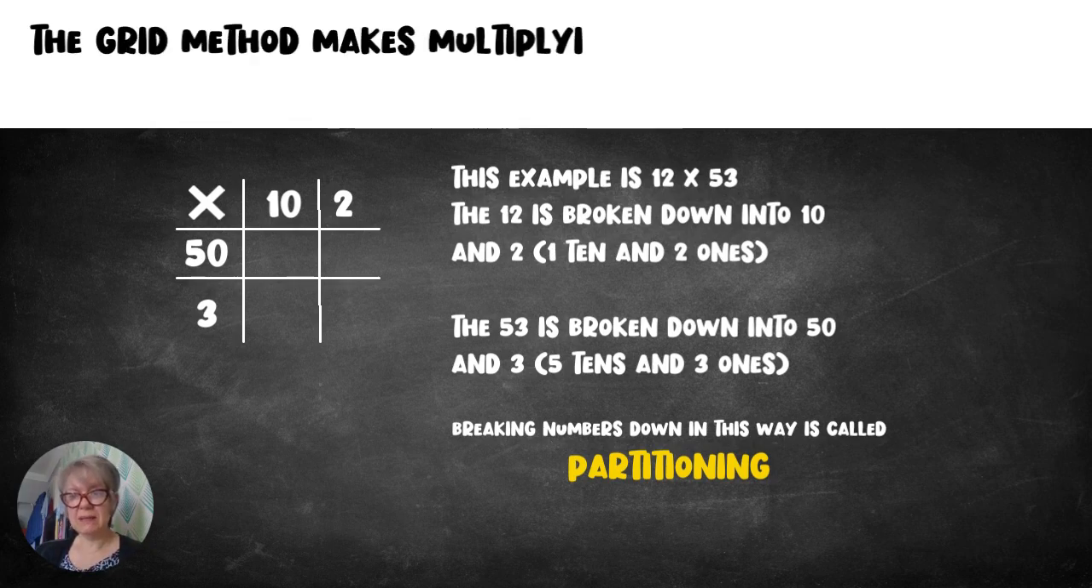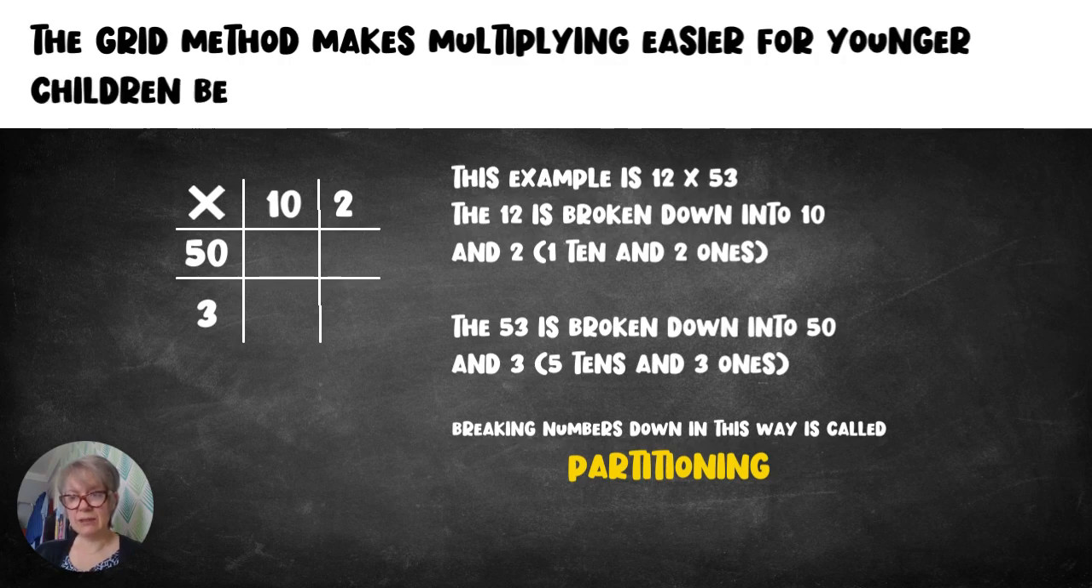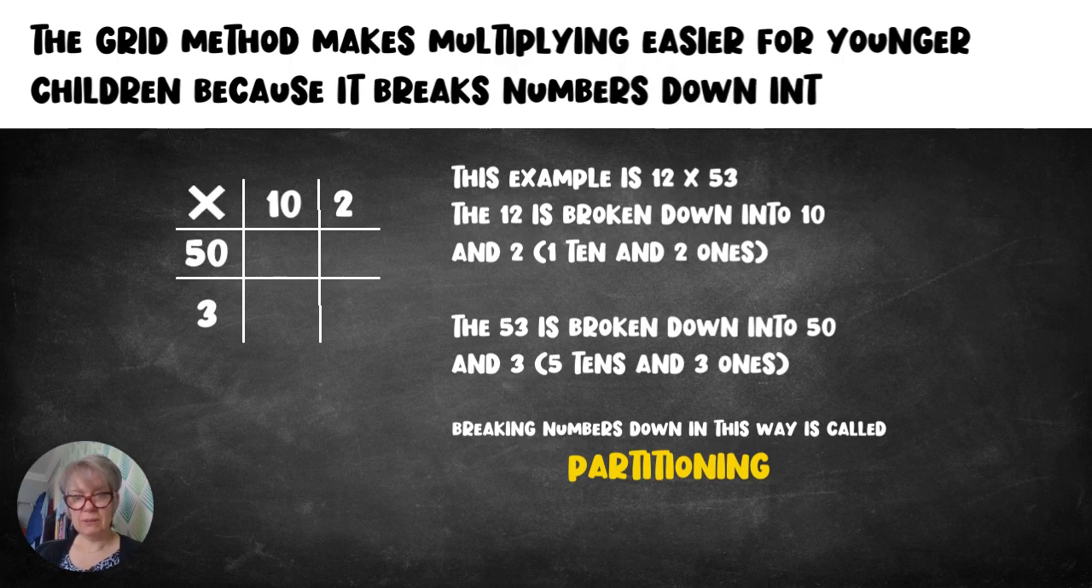The grid method makes multiplying easier for younger children because it breaks numbers down into their values. So this example is 12 times 53. The 12 is broken down into 10 and 2, so 1 ten and 2 ones. And the 53 is broken down into 50 and 3, 5 tens and 3 ones. Breaking numbers down in this way is called partitioning.